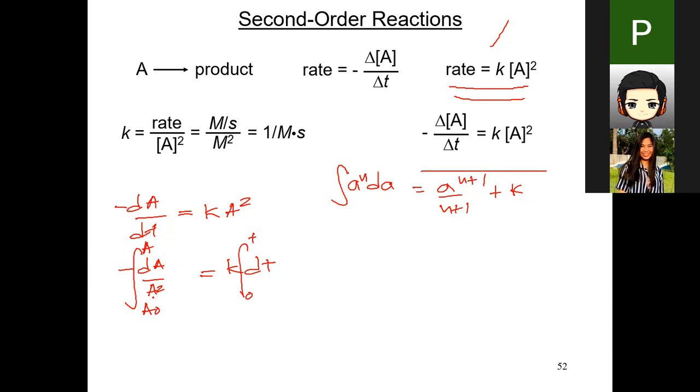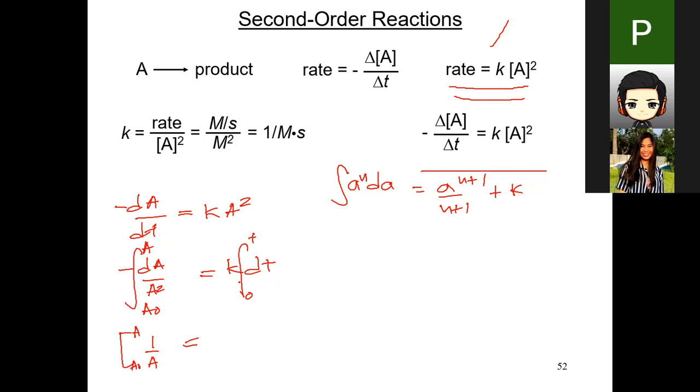So, ano ba to? A squared. So, negative 2. Negative 2 plus 1 is negative 1. So, pag in-integrate nyo to, negative 1 times negative 1 is positive 1. Tapos yung sa baba, A na lang yung matitira. So, ang integration nito ay 1 over A. Tama? Kasi negative 2 plus 1, negative 1. So, 1 over A na lang. Tapos, from A sub O to A. Ito yung limits niya.